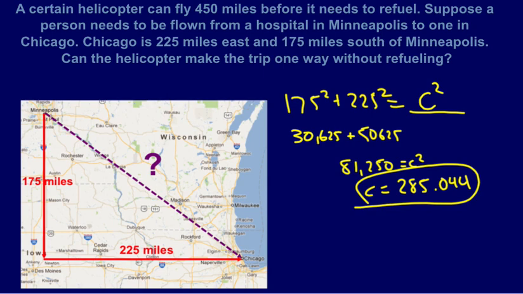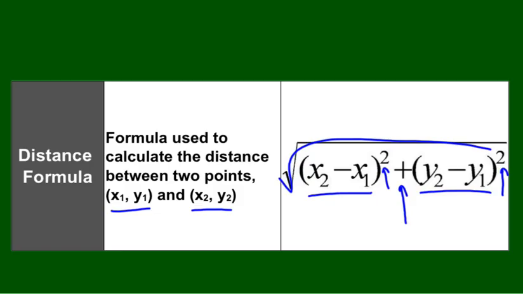Well, Pythagorean theorem tells us that yes, it can, because if I take 175 squared plus 225 squared, that's going to give me this hypotenuse length right here. And following Pythagorean theorem, I get 285.044, and that is well under the 450 mile mark.